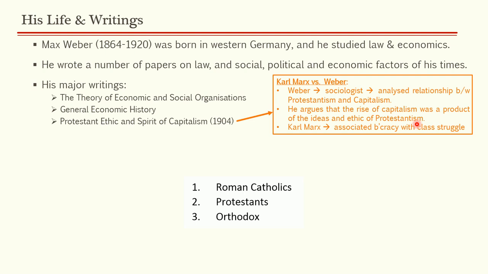And the third sect or division of Christianity is Orthodox Christianity. We'll not go into details of what these particular sects deal with. There are also subdivisions of these sects. So just understand that there are three main divisions of Christianity: Roman Catholic, Protestants and Orthodox. So what Max Weber said was that the rise of capitalism was a product of the ideas of Protestantism. Specifically, Protestant Christianity was the reason for the rise of the capitalist economy.